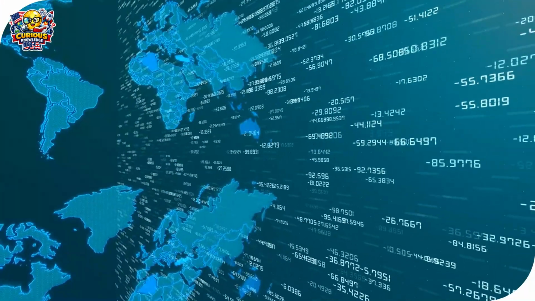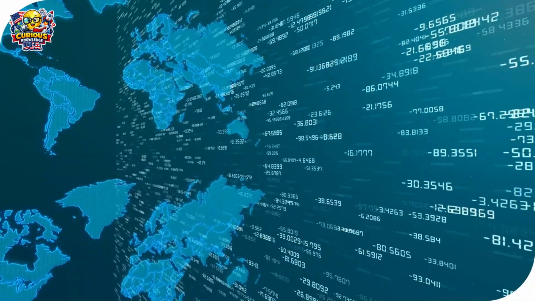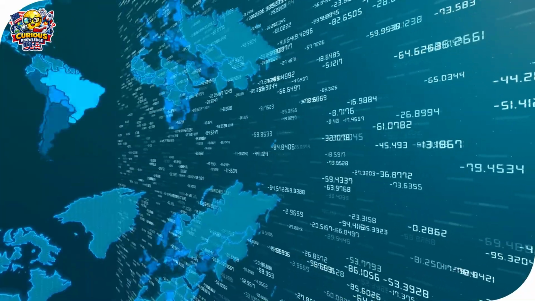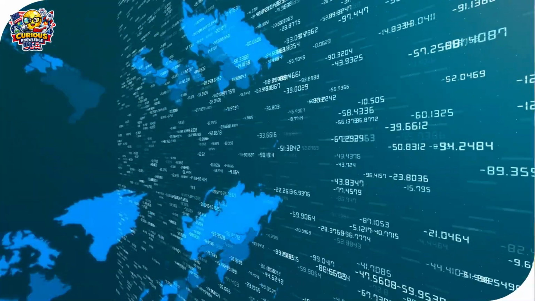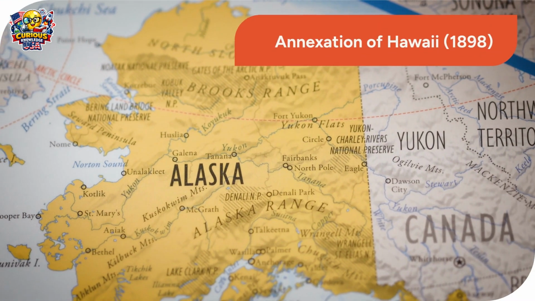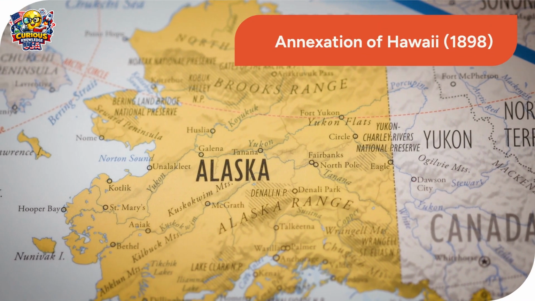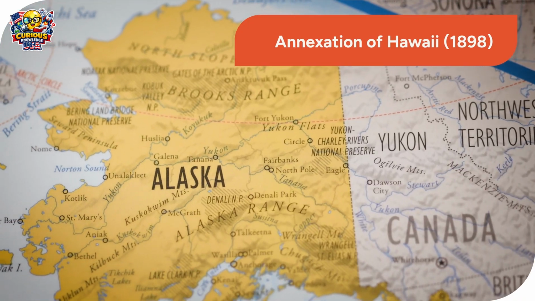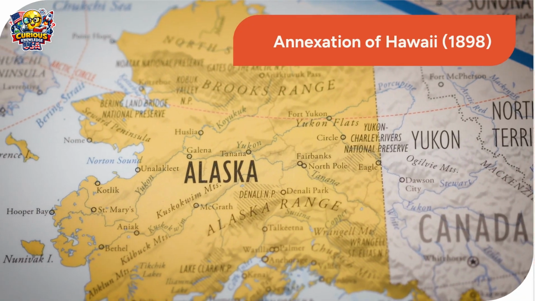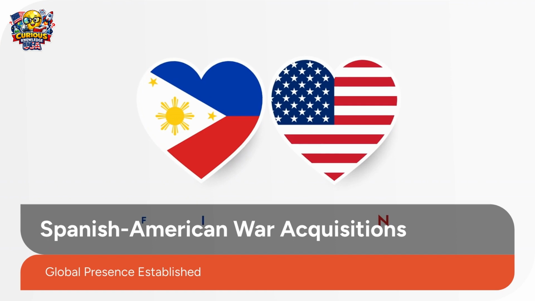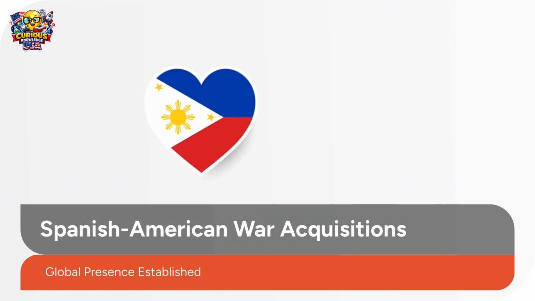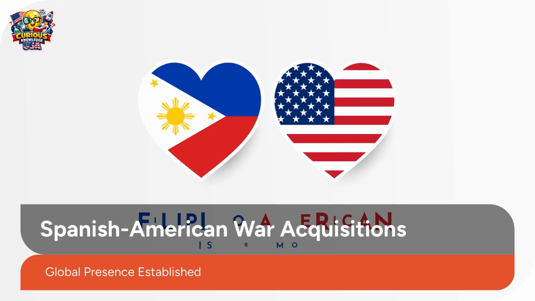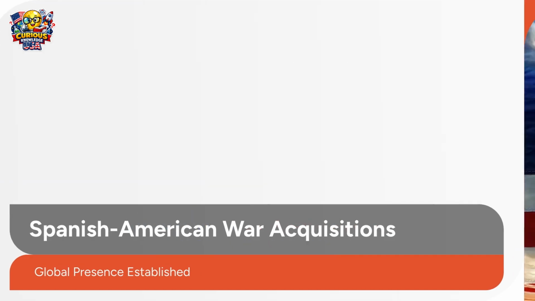Driven by economic interests and global competition, the focus shifted from contiguous territory to acquiring overseas territories, marking the rise of American imperialism. A key step in this era was the annexation of Hawaii in 1898, strategically positioning the U.S. in the Pacific Ocean. Victory in the Spanish-American War resulted in the acquisition of the Philippines, Puerto Rico, and Guam, cementing the U.S. as a global power with territories spanning the globe.